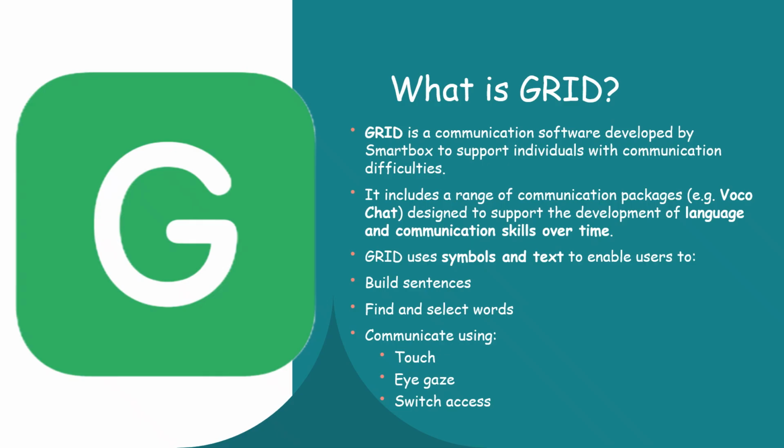So Grid works by using a combination of symbols and text to support understanding and expression, and it allows the user to build sentences, find and select words, and communicate their thoughts more effectively. The system is also really flexible in how it can be accessed, so some individuals will use touch while others may use eye gaze or switches depending on their physical needs. And your speech and language therapist will advise on what is appropriate. So if an eye gaze is appropriate or if touch or switch access is appropriate, your speech and language therapist will advise on that. And overall, Grid provides a way for individuals to communicate more independently by turning their selections into spoken messages.